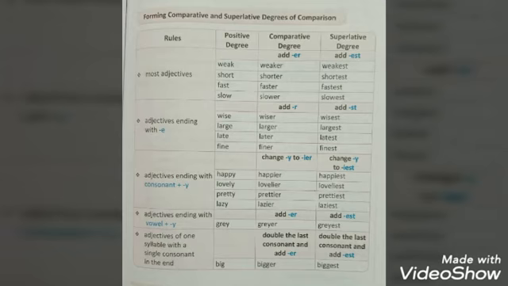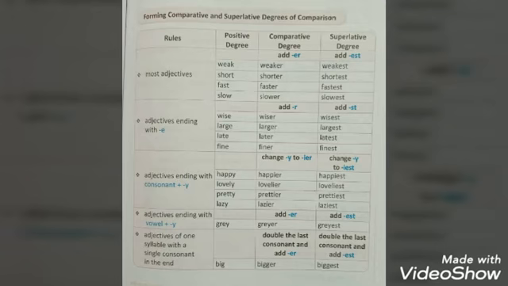Sometimes adjectives end with a consonant plus y. We change y into ier in the comparative degree and y into iest in the superlative degree. For example, happy, happier, happiest, lovely, lovelier, loveliest, pretty, prettier, prettiest, lazy, lazier, laziest.